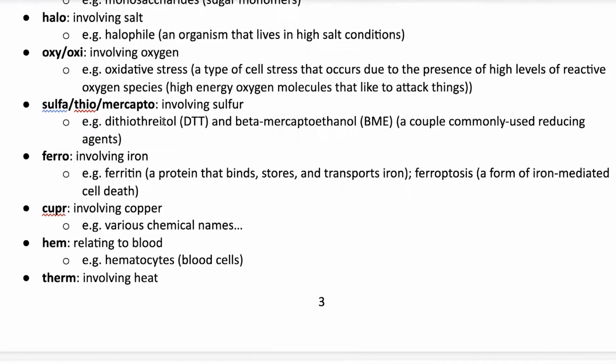If you see oxy, either with a Y or with an I, this is involving oxygen. So oxidative stress is a type of cell stress that occurs because there's a lot of reactive oxygen species.